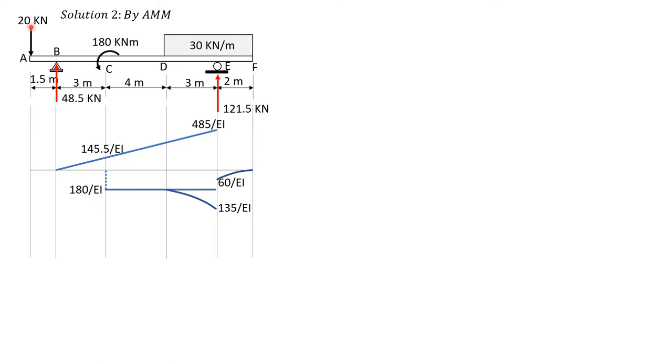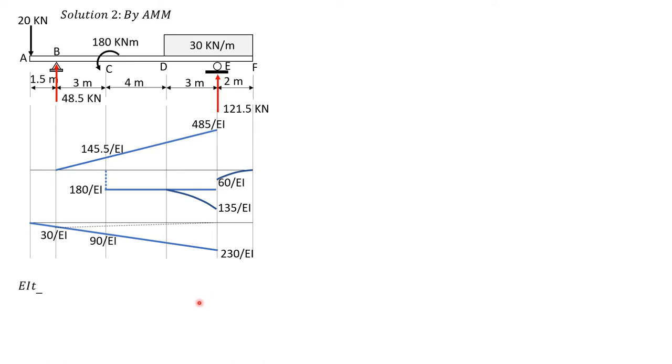Then for the 20 kilonewton load, moment about E. So moment about B is 20 times 1.5, 30 over EI. 20 times 4.5 at C, 90 over EI. Then at E, 20 times 11.5, 230 over EI. Then we divide this trapezoid into two triangles, to anticipate the calculations later.